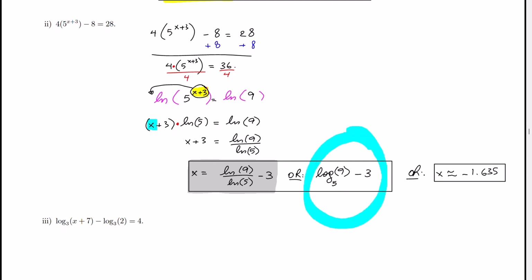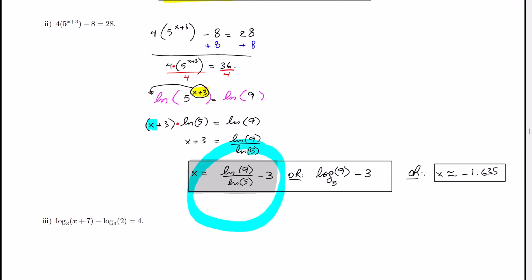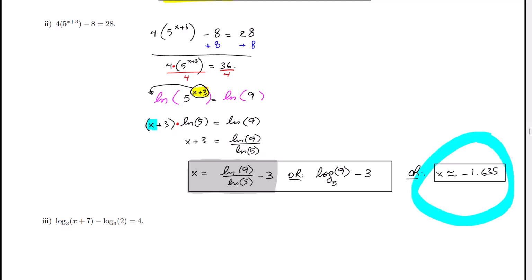Sometimes it's useful to have this answer. Sometimes it's useful to have this answer. But the bottom line is they're both the same as a decimal. They're both negative 1.635, roughly speaking.